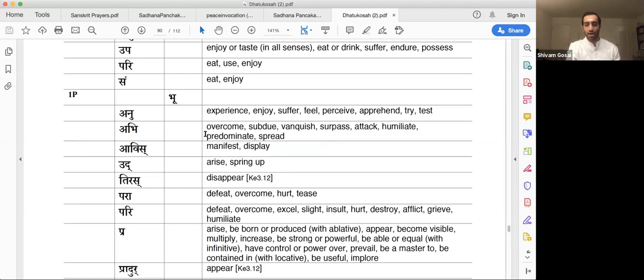Now, also it depends on context, right? Anubu can mean enjoy or suffer. So that's a bit difficult, but we have to know the context of what we're talking about. Does anybody have any questions with this second part with upasarga? Okay. Well, if anyone has any questions, you can let me know.